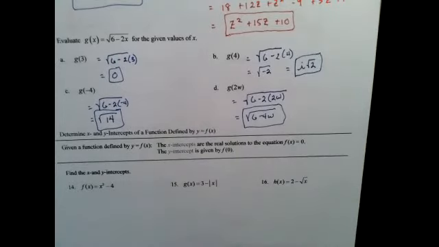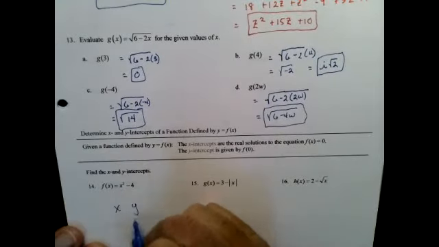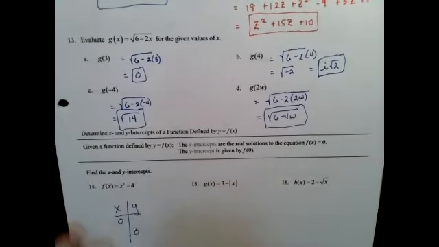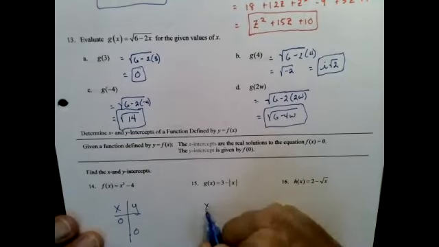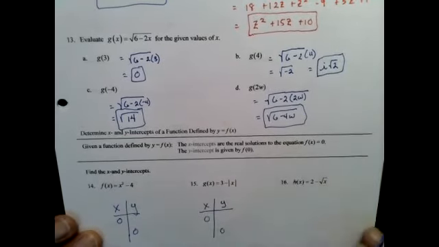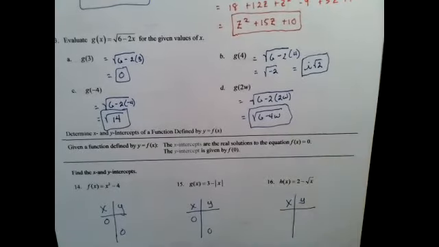Determine the x and y intercepts of the following functions. And as soon as I say find the x and y intercepts, I'm hoping you're doing this. Gonna let x equal 0, gonna let y equal 0. Gonna let x equal 0. Gonna let y equal 0. I like x and y intercepts, they're easy.